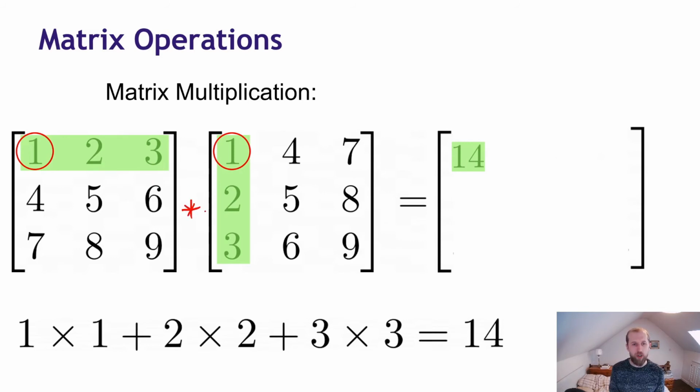This is usually given a symbol like this, whereas element-wise multiplication is usually just this dot. So it's similar to the dot product.